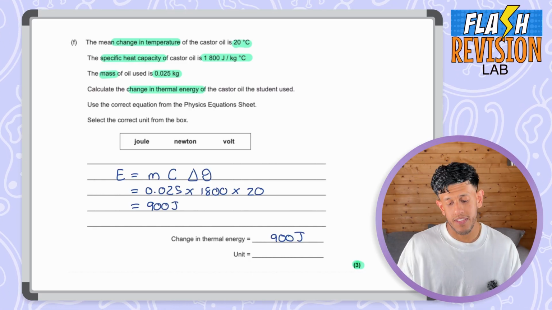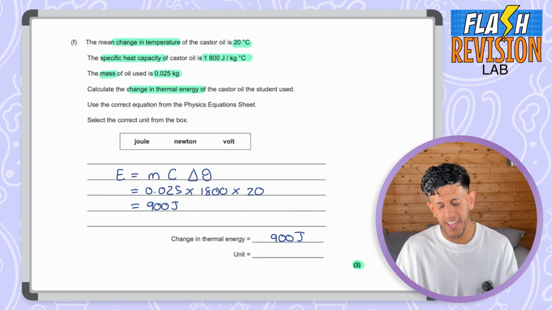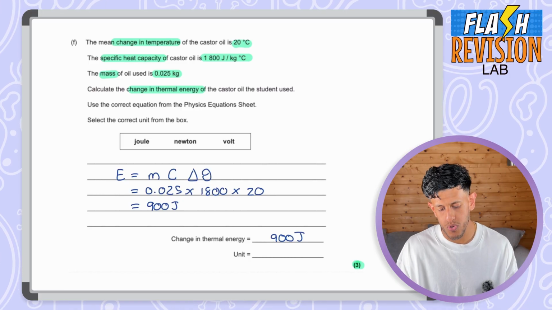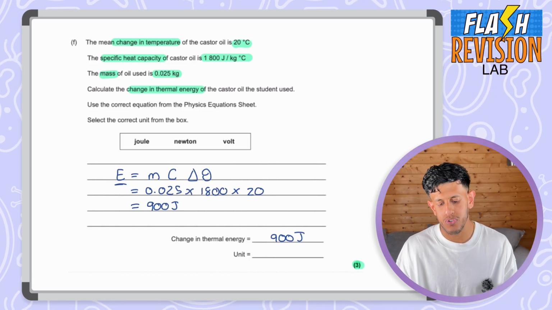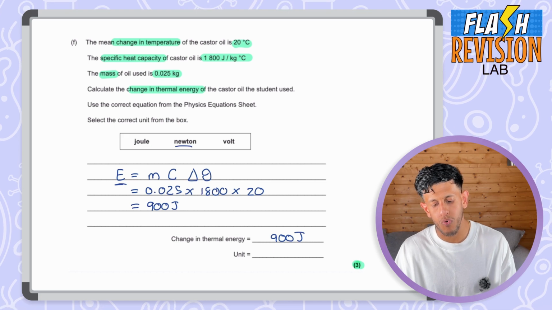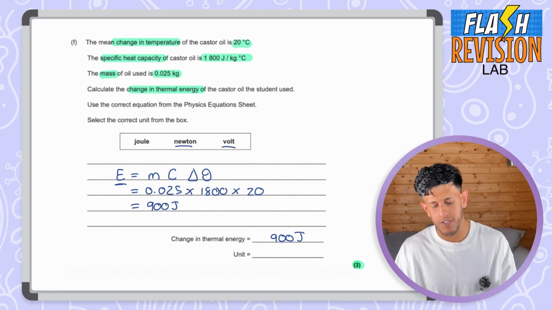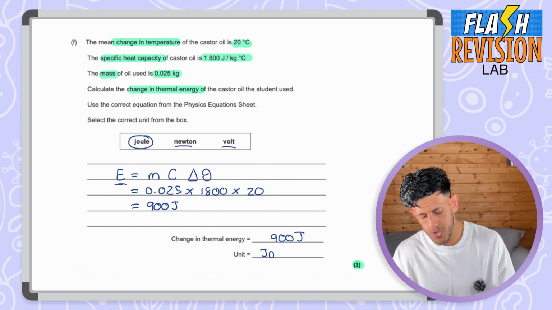Now the last bit is asking us to find the correct unit. I've kind of given that already by saying that the unit is joules. We know that because it's referring to energy, and energy is measured in joules. Newtons is a measurement for force and volt is a measurement for potential difference. So the correct answer is joule. And there you go.